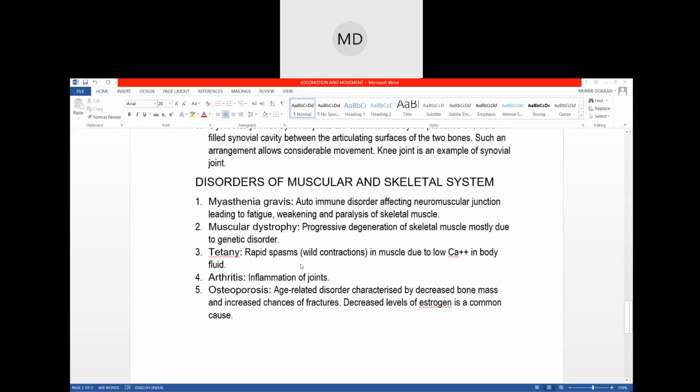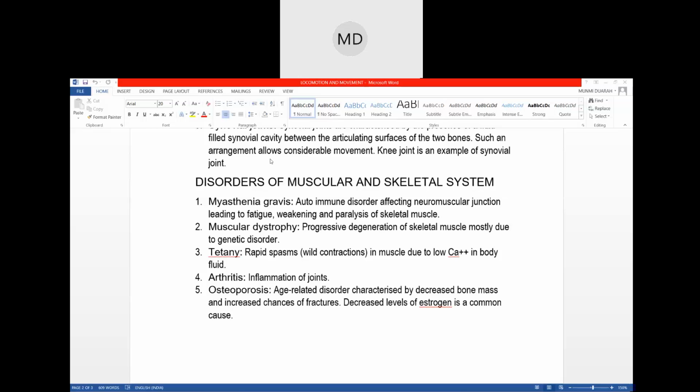Next is the disorders. Almost every chapter, while discussing, we come across a portion including the disorders, that is the diseases. While discussing the respiratory system, we got diseases like asthma and emphysema. While discussing the digestive system, we got indigestion, vomiting and diarrhea. So in every organ system, there are disorders related to those organ systems.